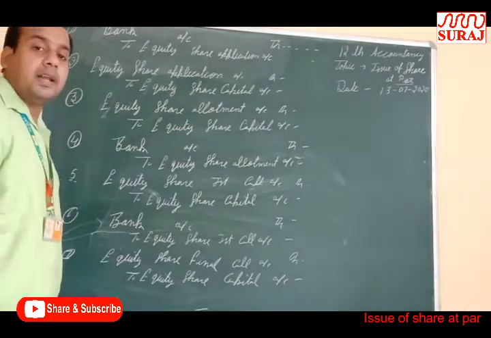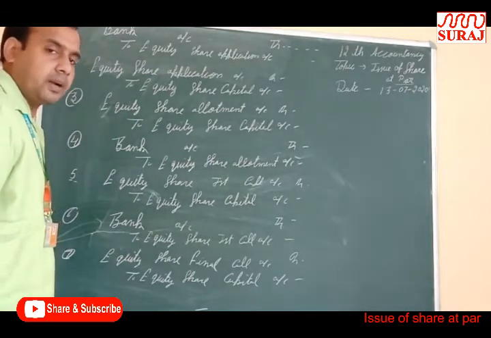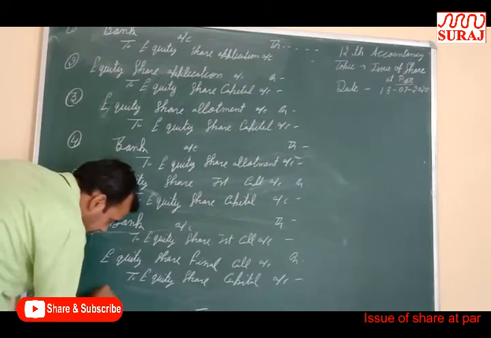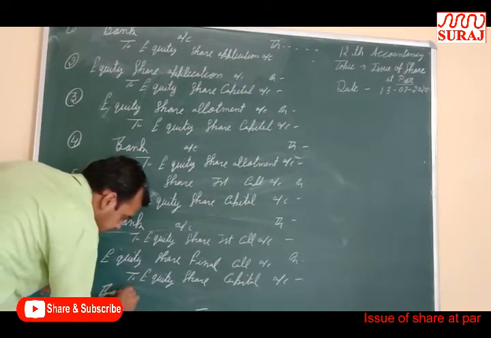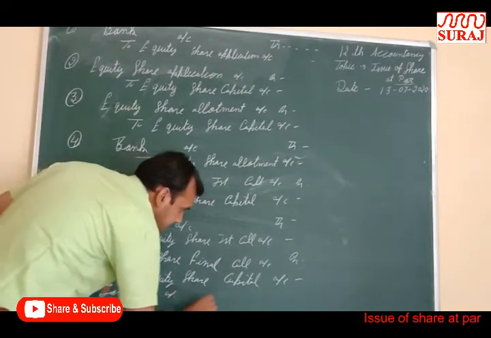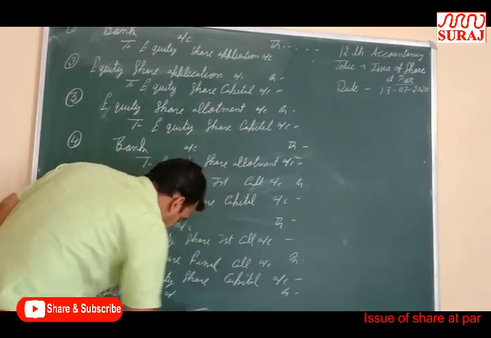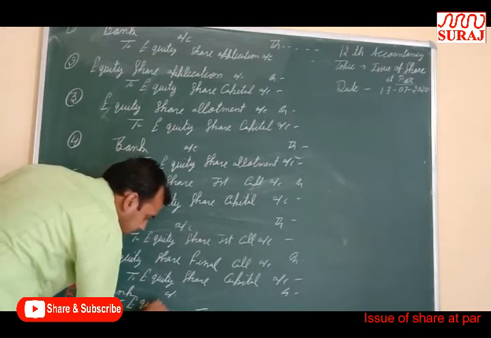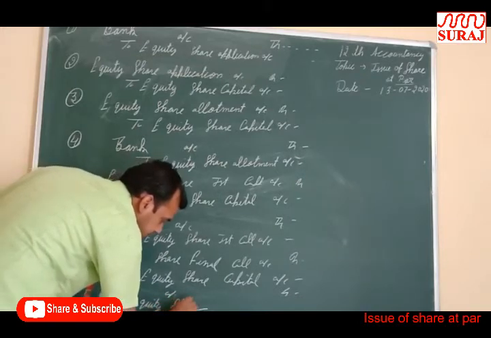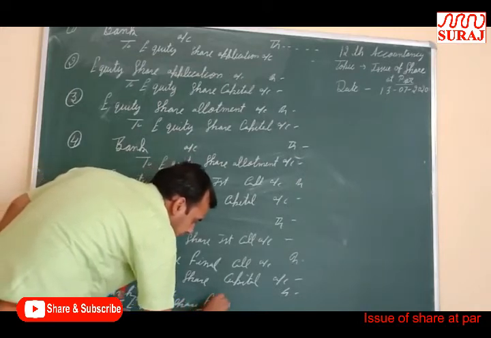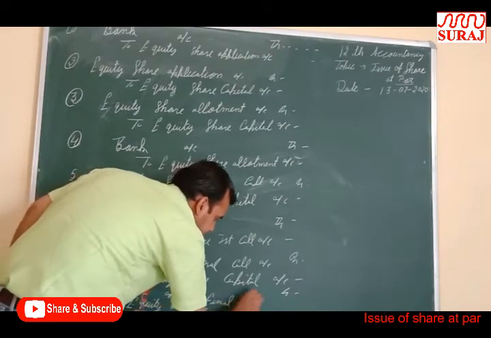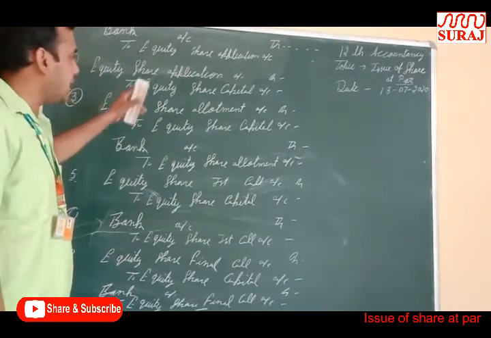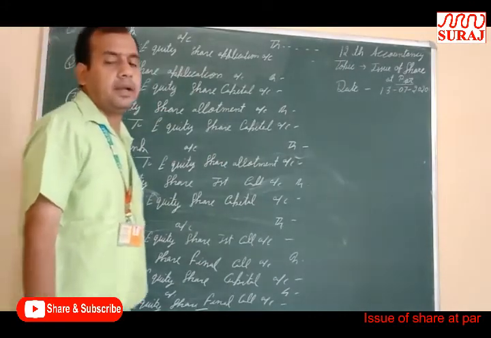Now, final call money is paid by the shareholder, the company receives the final call, and the entry will be passed: bank account debit to equity share final call account. Now, these are the entries related to the share issue part.